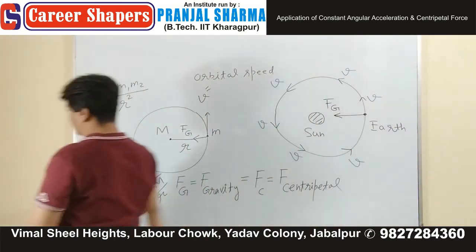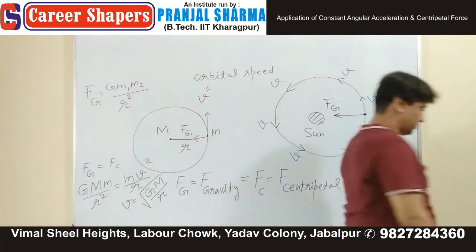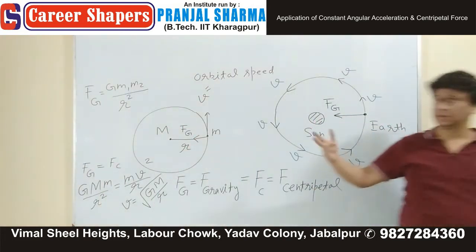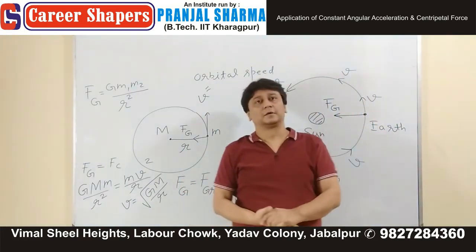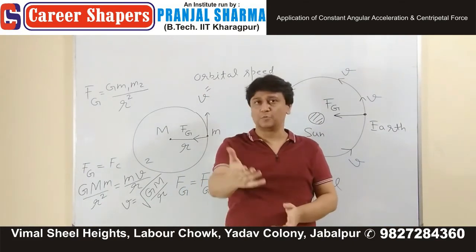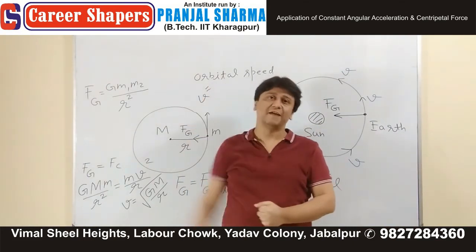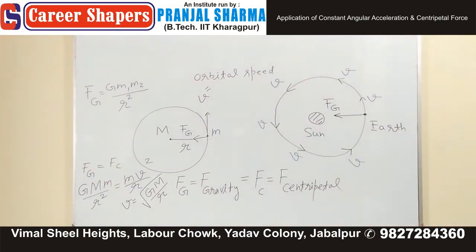Suppose somehow the mass of Earth is halved. You make it m by 2. If you decrease the mass by half, then what happens to orbital speed? You can expect something like this in circular motion or maybe in gravity. Let's see who will answer this part. If suppose mass of Earth is decreased by half, then what happens to orbital speed?